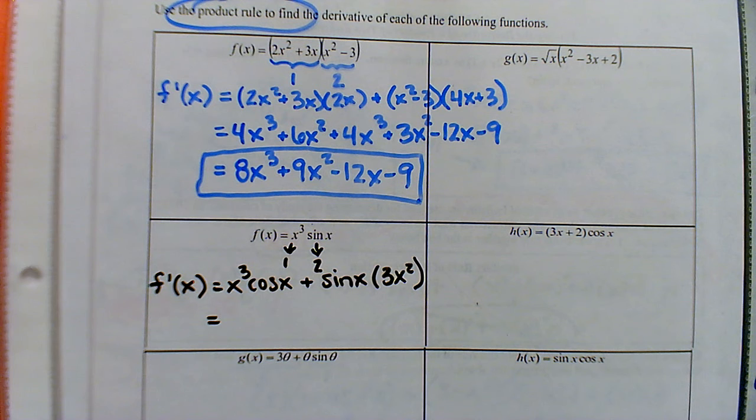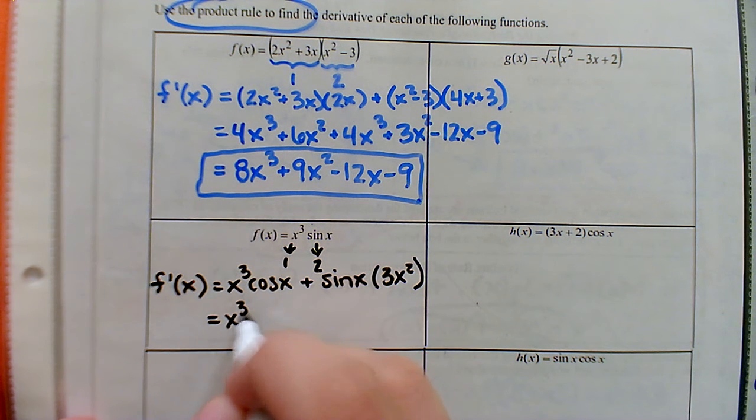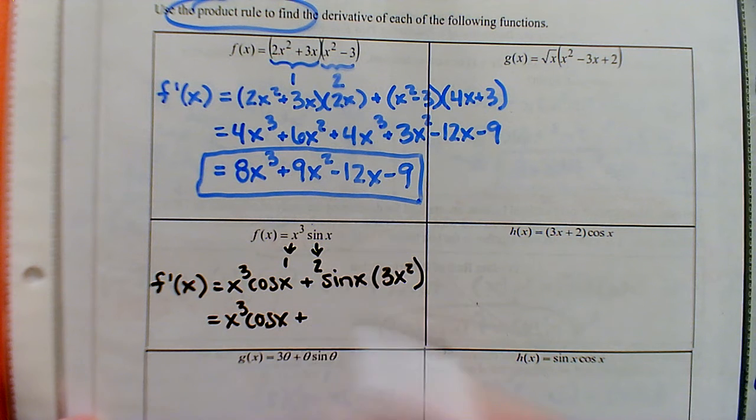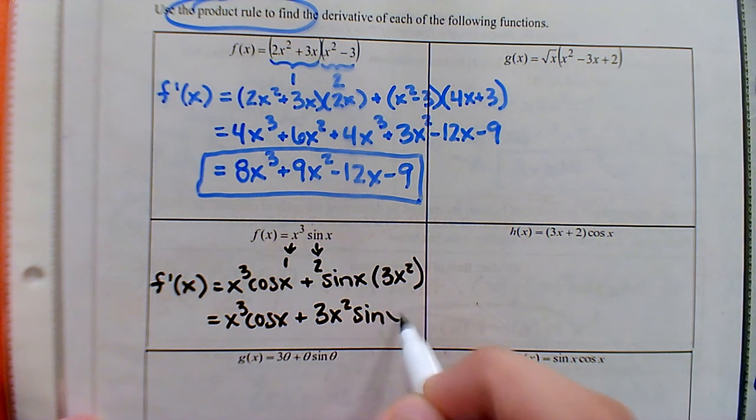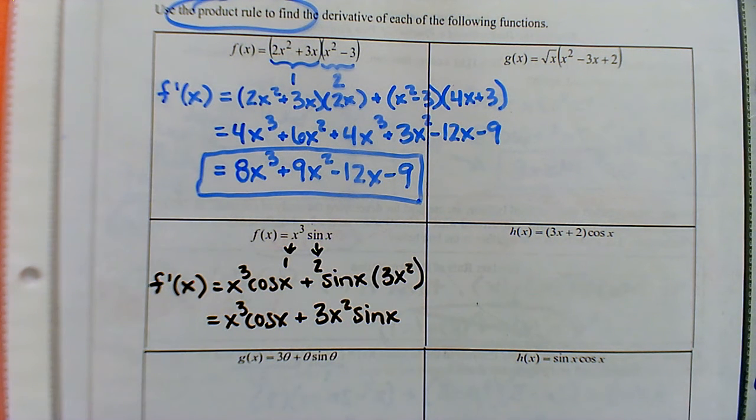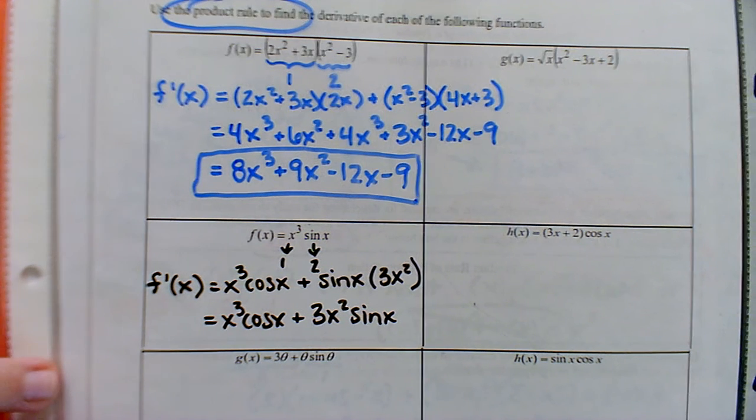We really don't have any distribution or foiling to do like we had in the last one. The only way you really could rewrite this if you wanted to was move that 3x squared in front of the sine of x. That's another way it might look. But other than that, that's basically our product rule to give us the derivative. We doing okay? 1 d2 plus 2 d1. I'm going to burn it into your brain just like point slope form.